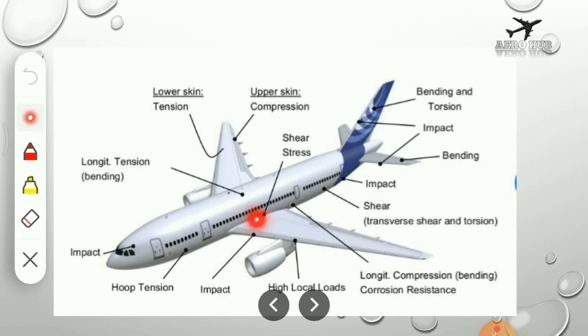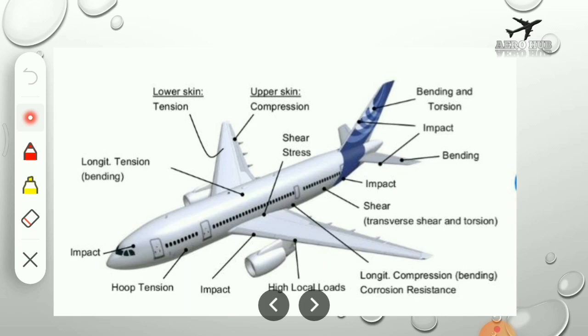You are aware that the wing produces the lift for the aircraft, so the wing will be subjected to bending: the upper section will be subjected to compression and the lower skin to tension. The combination of compression and tension is called bending. The entire skin of the aircraft will mostly be subjected to shear load. In the horizontal tail as well as the vertical tail, we have both bending and torsion.